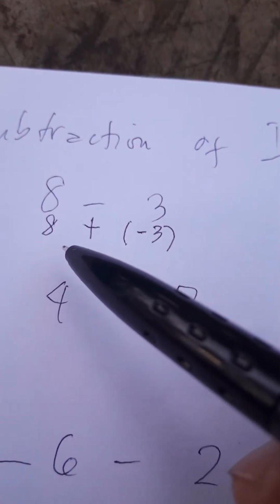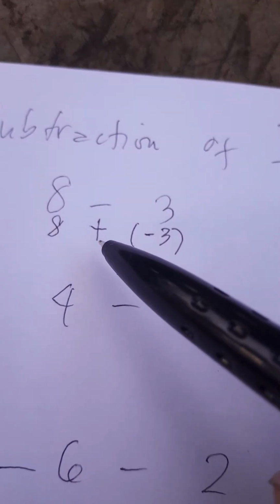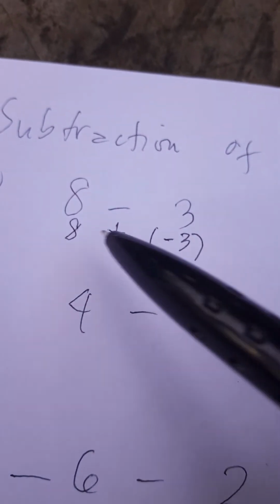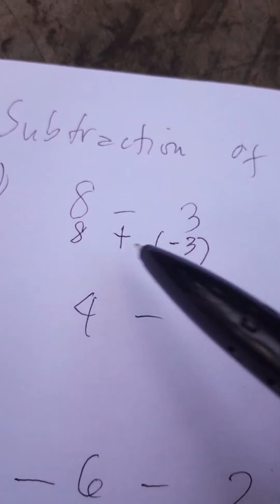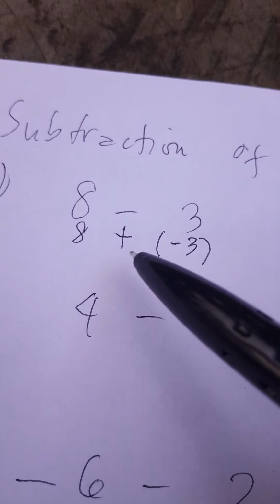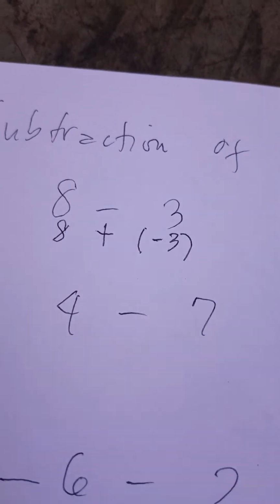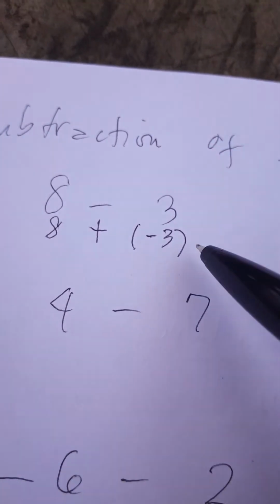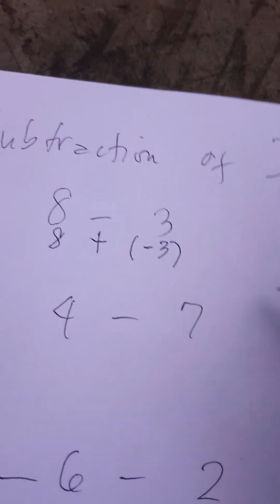Now, step 2 is the operation on the absolute value. Since we will follow the rule of the addition of integers, we'll look for the sign of the two integers. Now, the two integers have different signs. So, the rule on the operation on the absolute value is we are going to subtract the two numbers 8 and 3. Subtract 8 and 3, so we have 8 minus 3. The answer is 5.